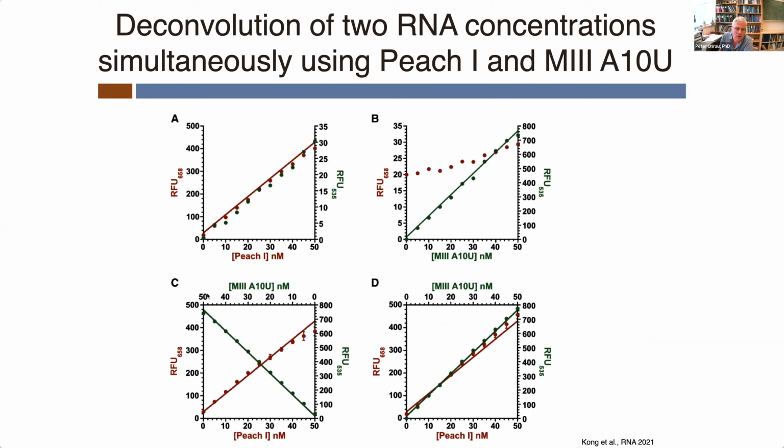And that's demonstrated here, where we're just displaying binding orthogonality of the Peach system and the Mango 3 aptamer for RNA concentrations ranging from 0 to 50 nanomolar. Here we're increasing the Peach concentration from 0 to 50 as we decrease the Mango 3 concentration from 50 to 0. Here we're simultaneously increasing both from 0 to 50 and reading out these concentrations just from a parameter.